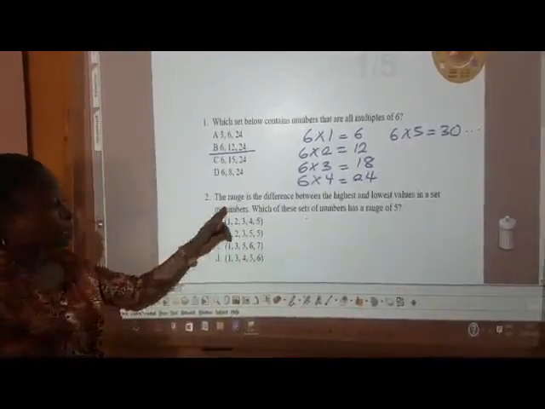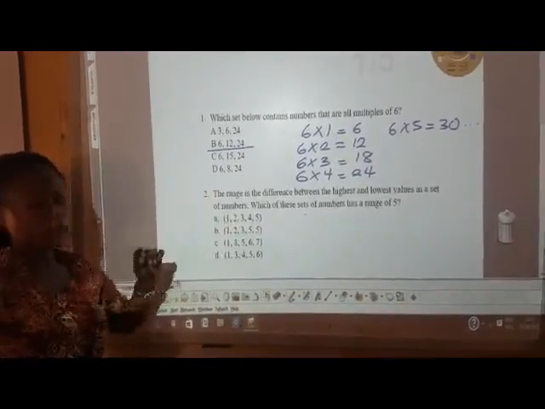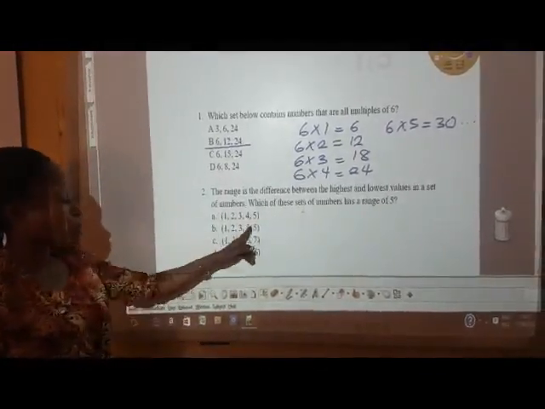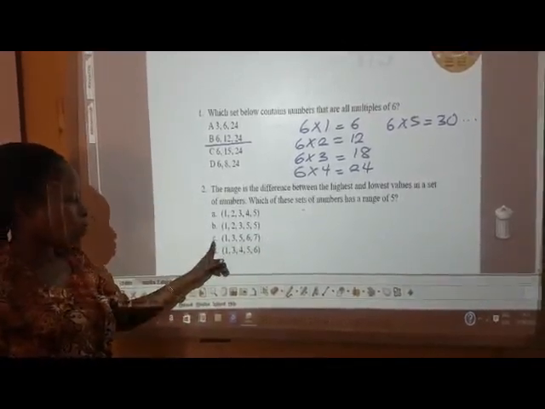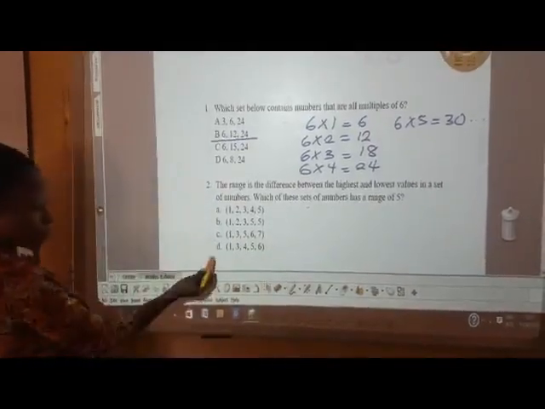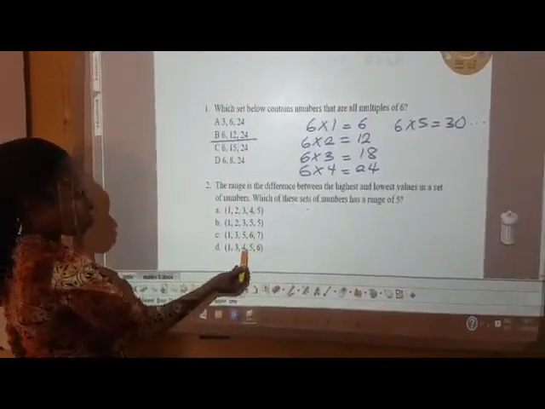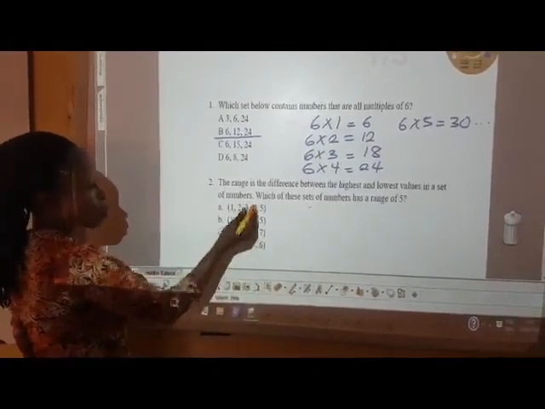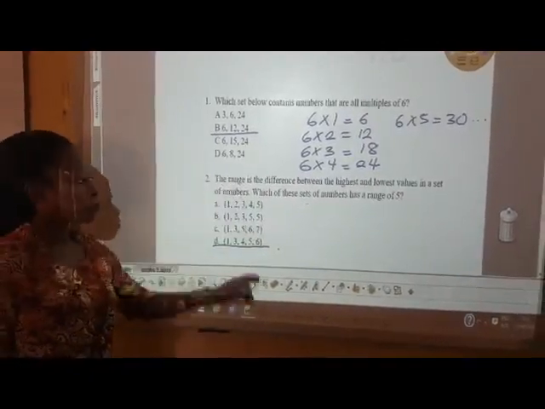Let's look at it. The lowest number here is 1. The highest number here is 5. 5 minus 1 gives you 4, which is not 5, so it's not a range of 5. Then option B, 5 minus 1 is still 4. Then option C, 7 minus 1 is 6, which is not 5. Then the last option: 1 is the lowest value and 6 is the highest value. So the range is 6 minus 1, which equals 5. Your answer is option D: 1, 3, 4, 5, 6.